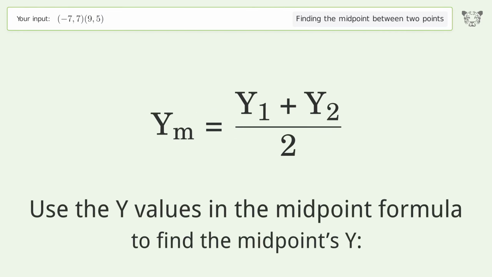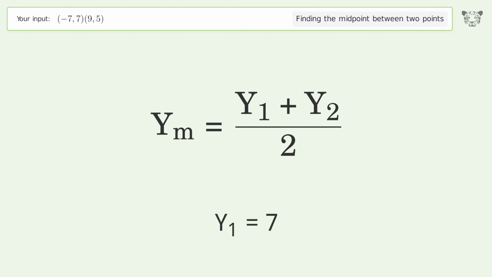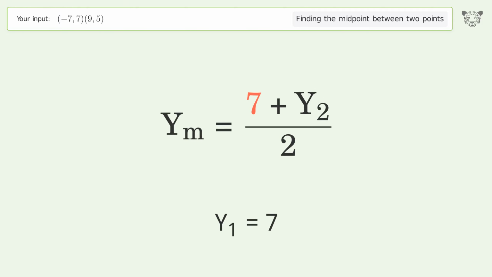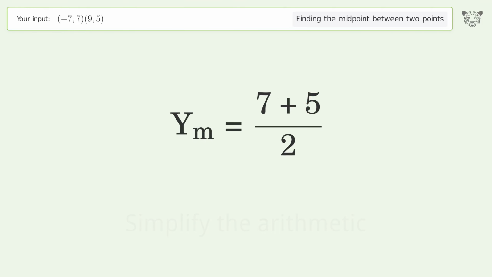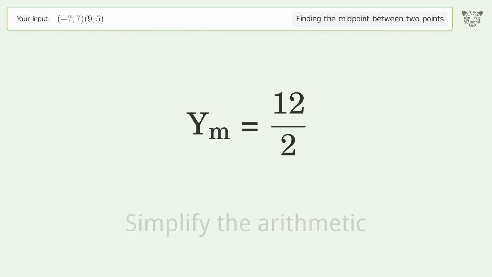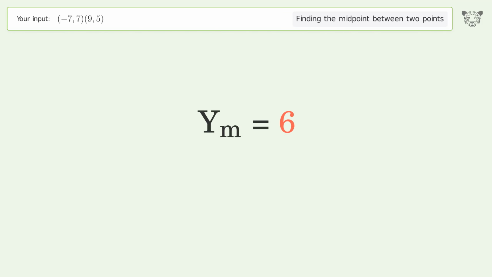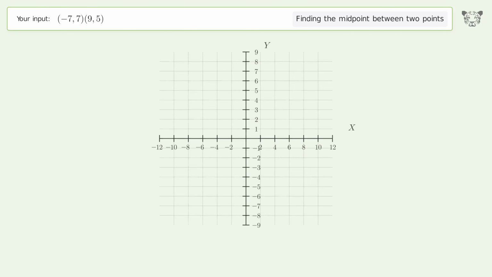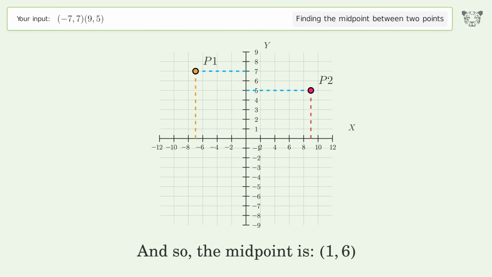Use the y values in the midpoint formula to find the midpoint's y. y1 equals 7. y2 equals 5. Simplify the arithmetic. And so, the midpoint is 1,6.